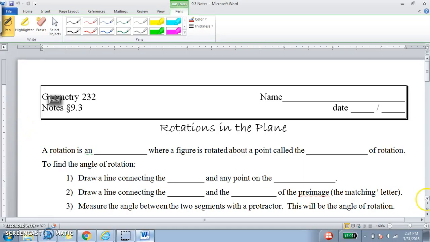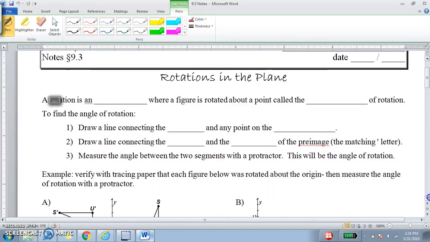This is geometry, section 9.3, rotations in the plane. So just like we talked about with reflections in the last section, we're talking about rotations in the plane, meaning just rotations across a flat surface, not in three-dimensional space. So a rotation is an isometry. We've talked about that word before. Isometry is just when you transform something by moving it, but you don't change the size or shape of it.